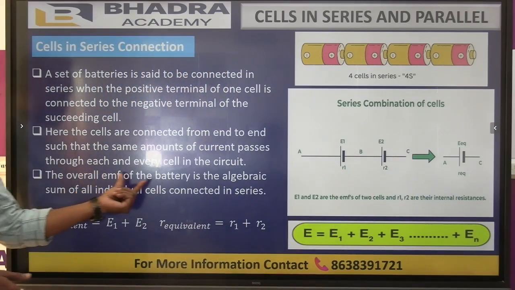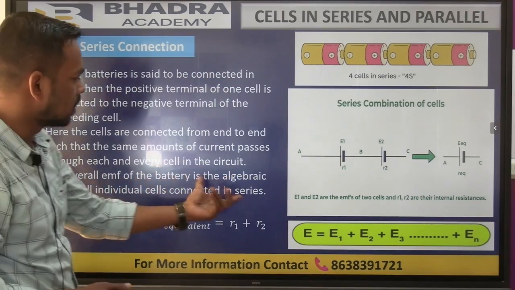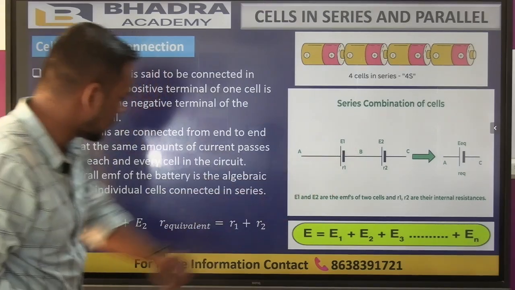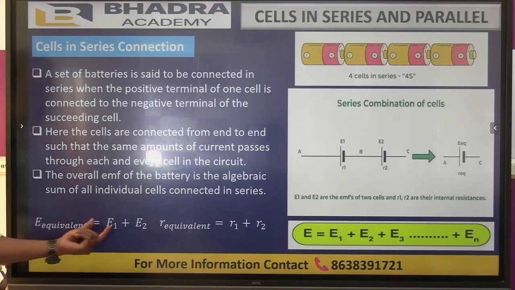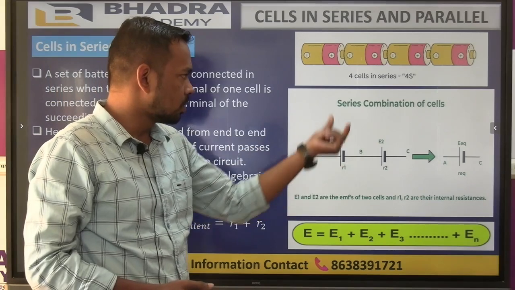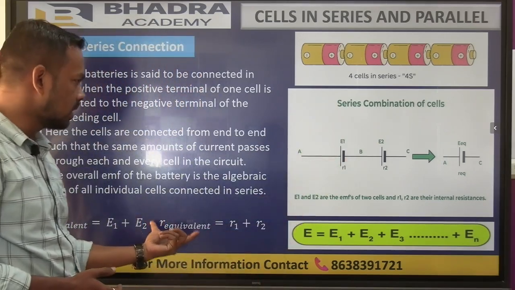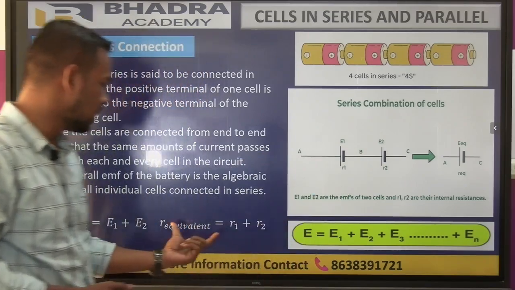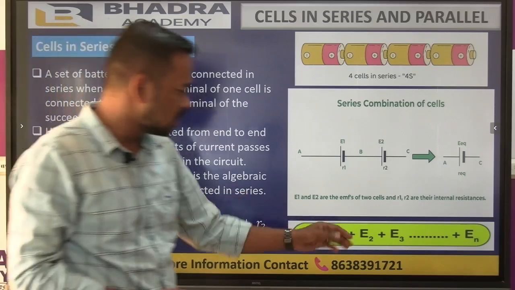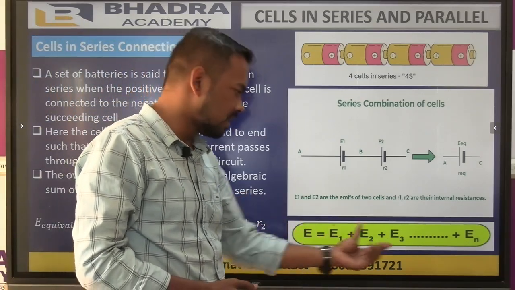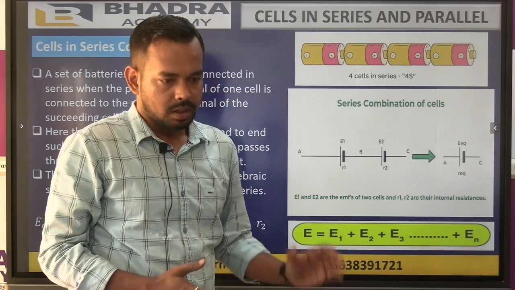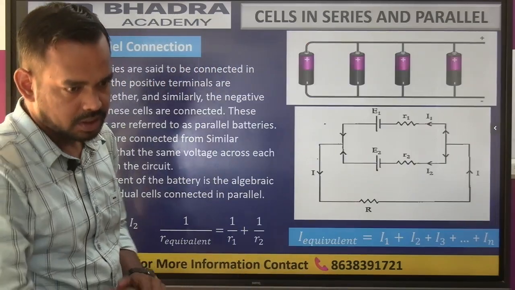The overall EMF of the battery is the algebraic sum of the individual EMFs of all the cells connected in series, and therefore we have this equation: for the two-cell circuit, the equivalent EMF is the algebraic sum of E1 and E2. But we also know that each cell has internal resistance, so the equivalent internal resistance of the circuit is the internal resistance of battery 1 and battery 2, that is R1 plus R2. And if it is a number of cells, then we will have the equivalent EMF, that is the algebraic sum of all the cells, E1 to En. So this is the discussion about the series connection.